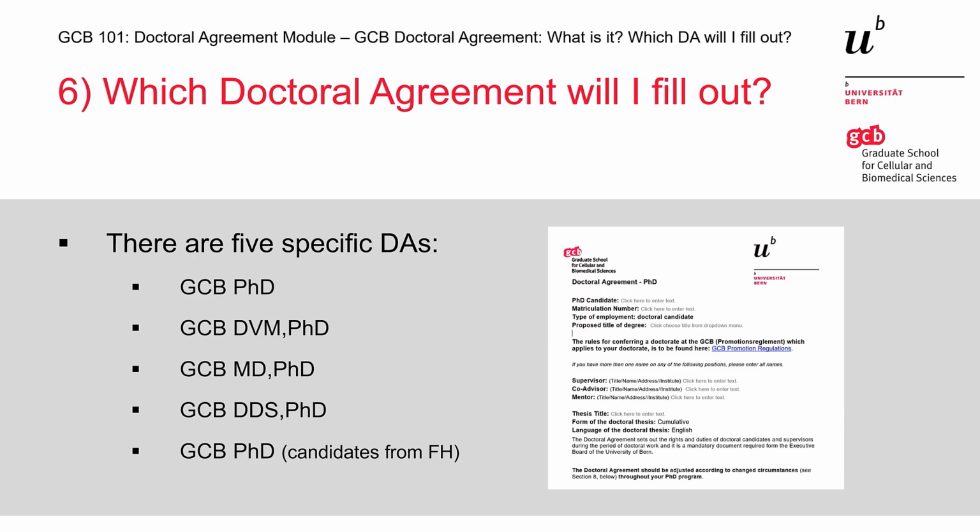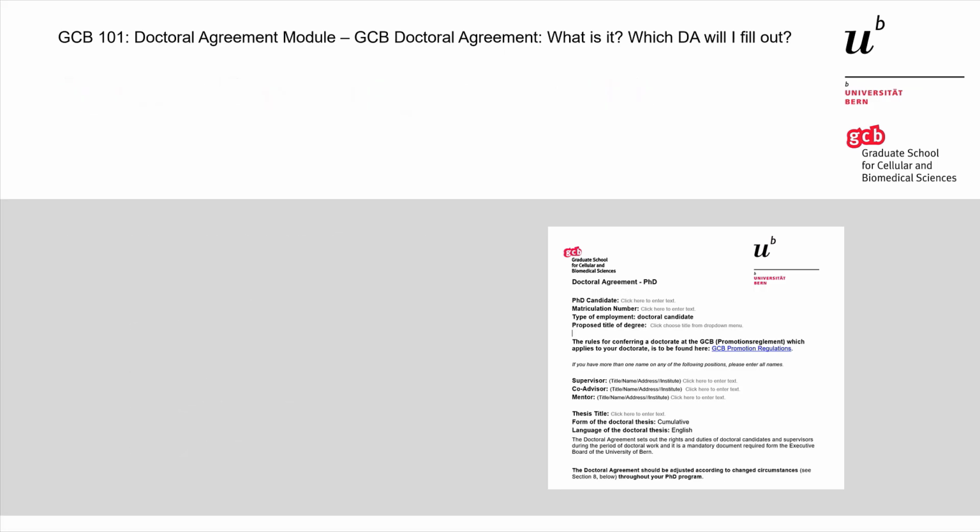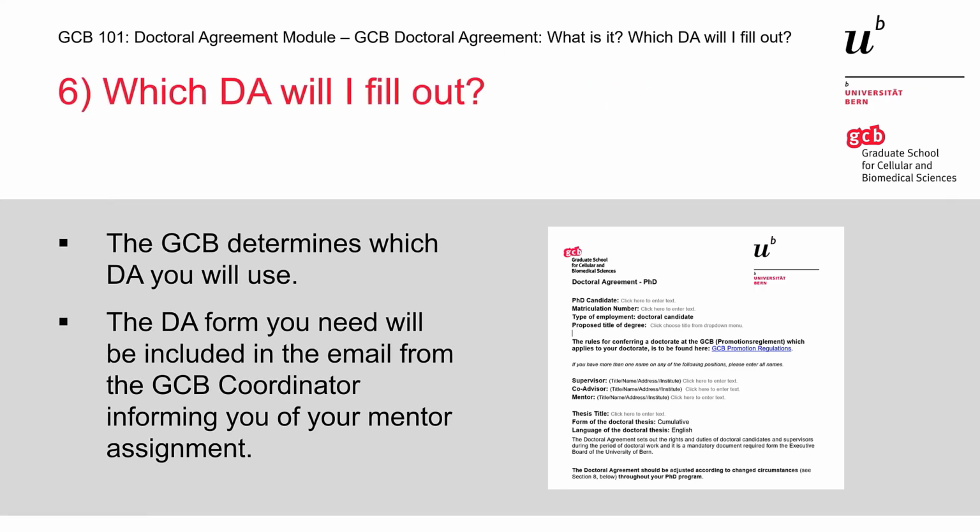Step 6. Which doctoral agreement will I fill out? As stated during the video overview, there are 5 different doctoral agreement forms. The GCB makes the final decision on which DA you will use based on your educational background. The DA will be included in the email from the GCB Coordinator informing you of your mentor assignment.